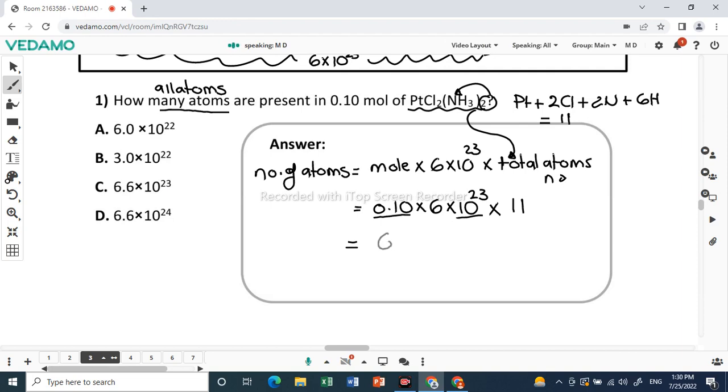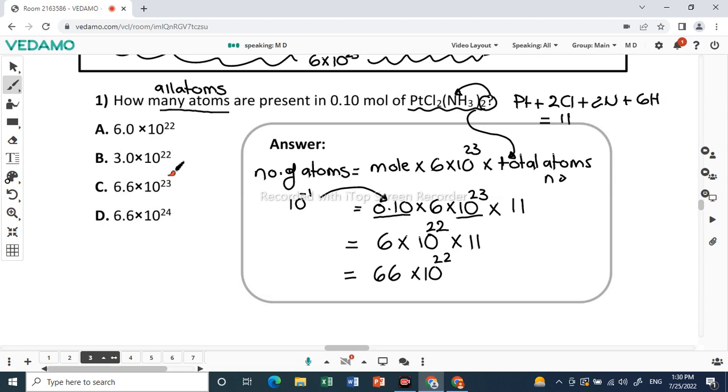So this will become 6 times 10 to the power of 22. Since the -1, if you want to take this number, the decimal in this situation should be added. So -1 and the 23, the total will be 22. Now times 11. 6 times 11, of course, is 66 times 10 to the power of 22.